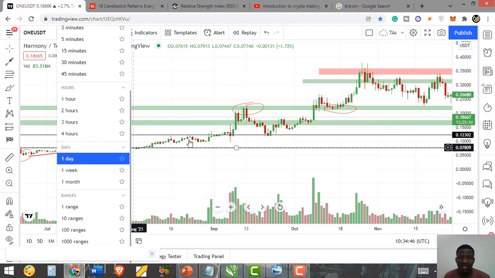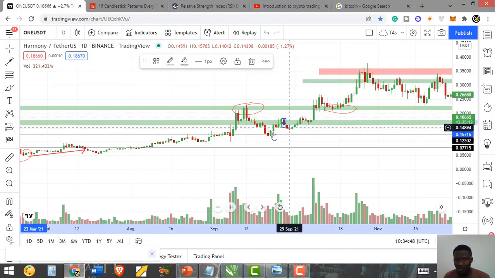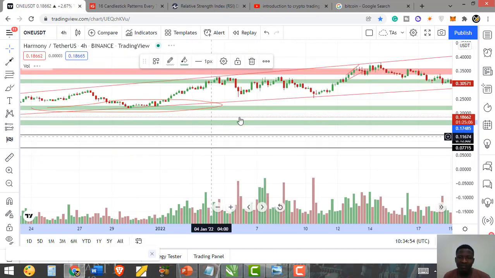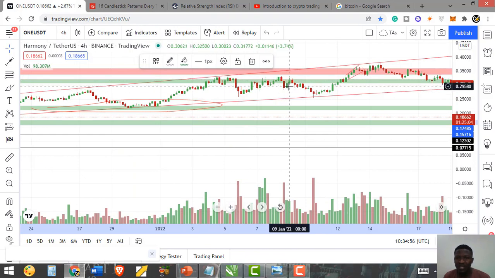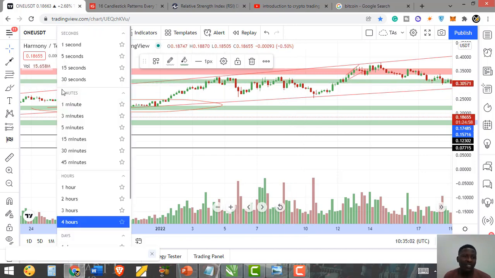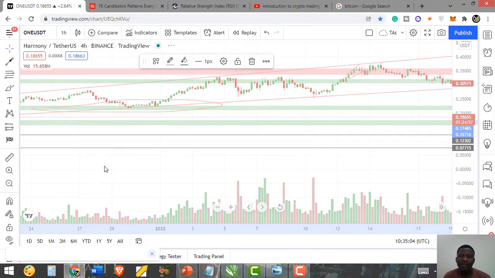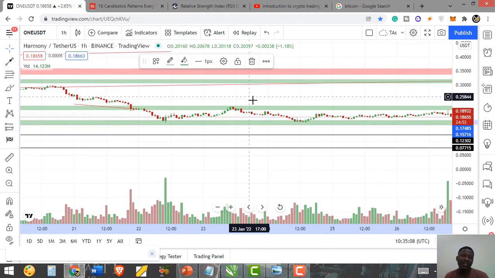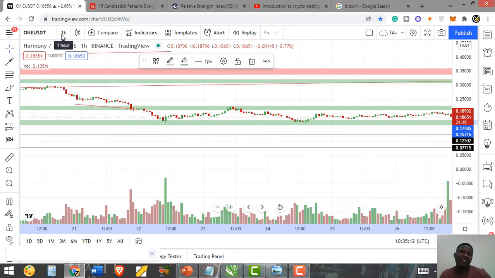It can be a 1 day. This particular candlestick formation, each candlestick represents a day. Can be 4 hours. You can change it here, which simply means that each candlestick represents 4 hours. So this is a 4 hours candlestick each. You can change it to 1 hour. So every candlestick here represents an hour. So all these time frames are just to ease your analysis.